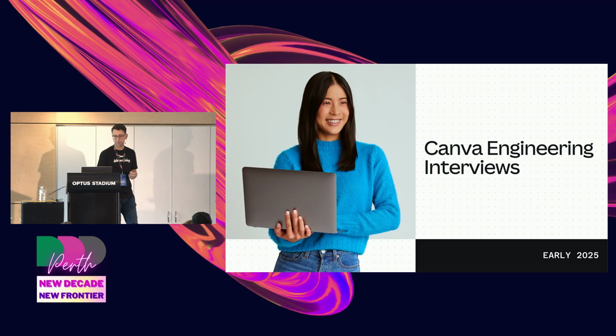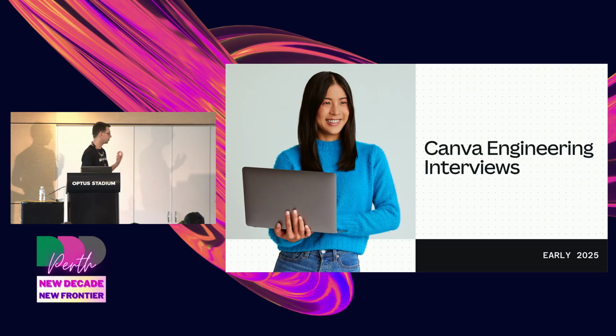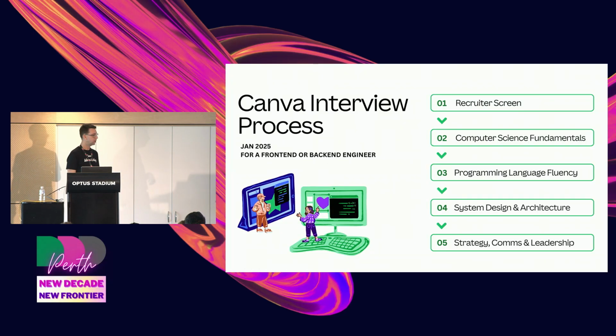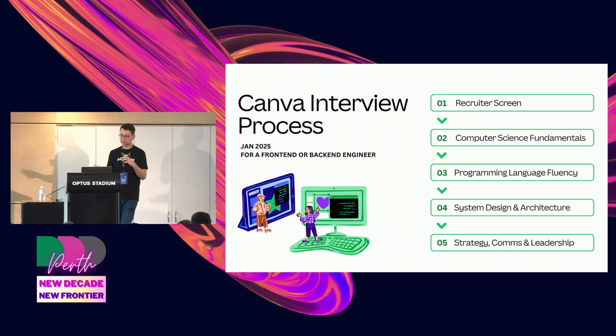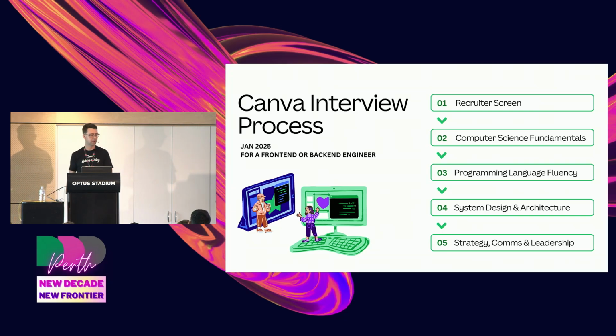So let me take you back to the beginning of the year, and provide some context on what Canva's engineering interview process looked like. This is a typical interview flow for a front-end or a back-end engineer. And I say typical because we have variants of this that we will use for the more senior levels or for some of the unique subspecialties like our analytics engineers. But first, the candidates would do a recruiter screen, and if they pass through that, then they'd move on to 4 interviews. The first interview, computer science fundamentals, would test their knowledge of data structures and algorithms.